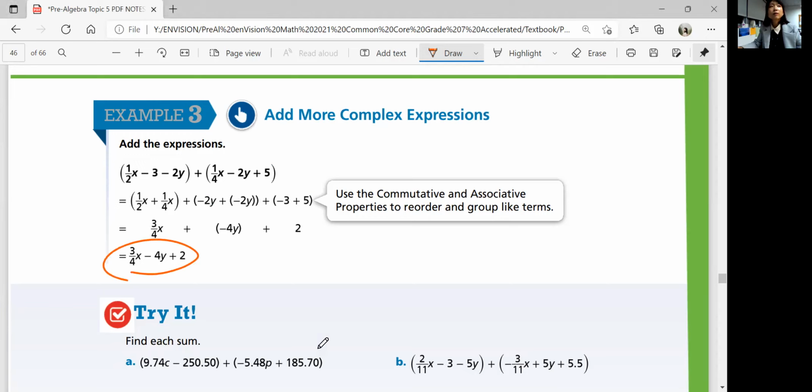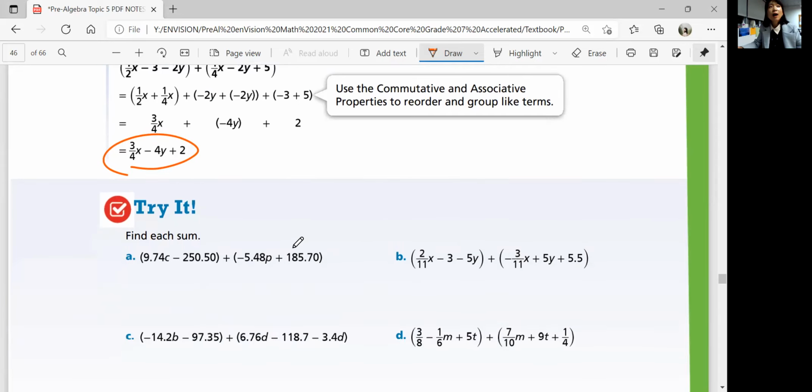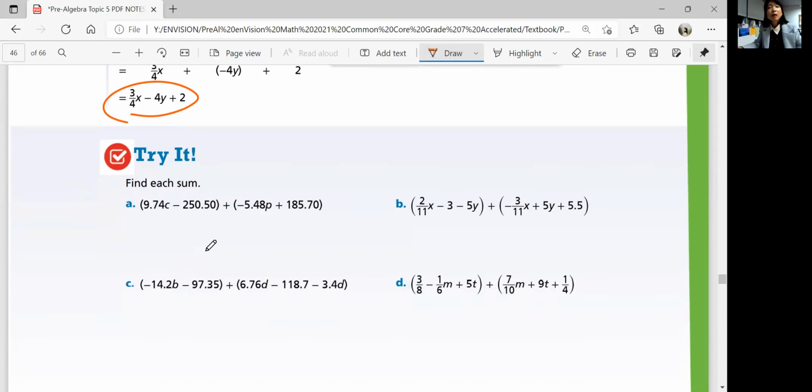Okay, so see if you can do it by yourself. Try finding each sum for A, B, C, and D. Use commutative and associative property to reorder and group like terms and see if you can simplify them. Come back when you're ready for answers.